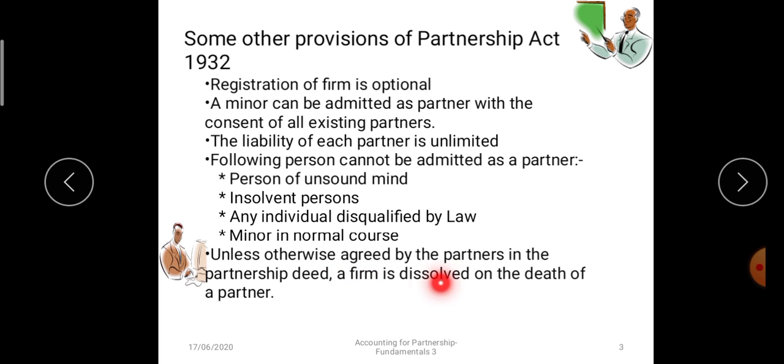A firm is dissolved on the death of a partner. If any one partner dies, then the firm stands dissolved. That means the business will come to an end, all the assets will be sold and the liabilities will be settled.